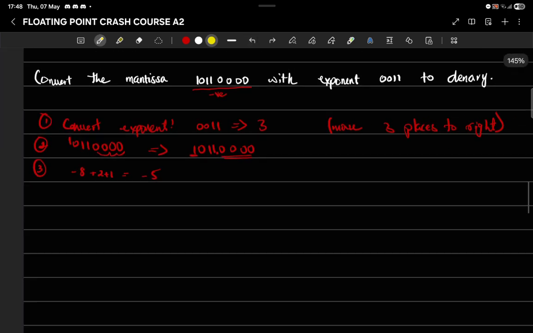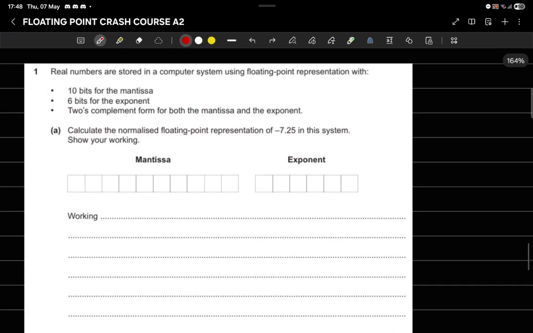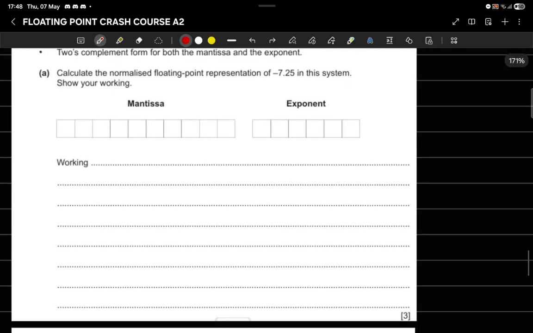Now let's do a few. I have only 2 practice questions here that we can try. So the first one is: real numbers are stored in a computer system using floating point representation with 10 bits for the mantissa, 6 bits for the exponent, in 2's complement form for both the mantissa and the exponent. Calculate the normalized floating point representation of minus 7.25 in this system.